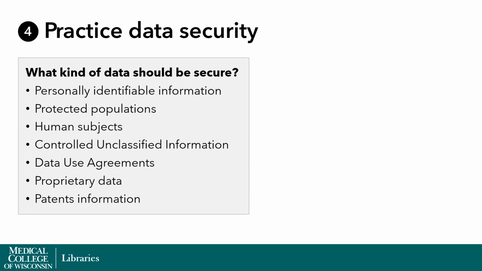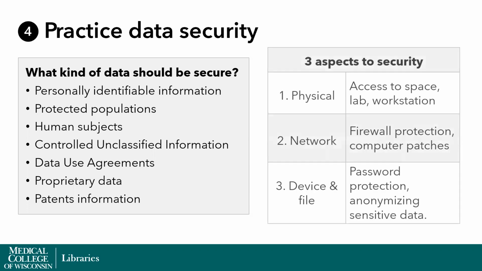Okay, going back to data security, there are certain types of data that you need to keep in a protected and secure environment. When we're talking about protected and secure, there are three aspects to security. First is your physical space, your physical lab or your workstation. If you've got information in there that needs to be protected, are there locks on the doors? Is it badge access only? That's an important thing to be aware of. Only people who should have access to that protected information should have physical access to that space.